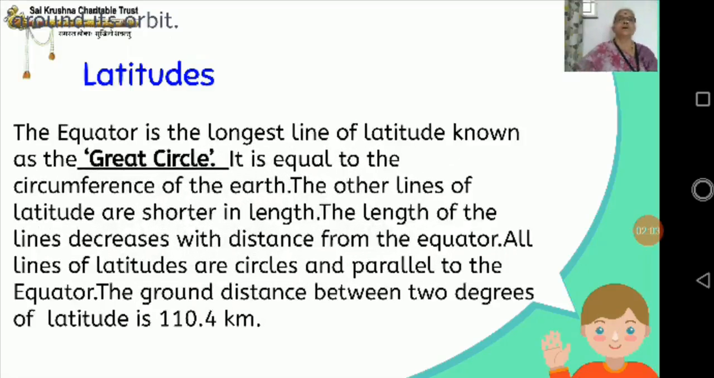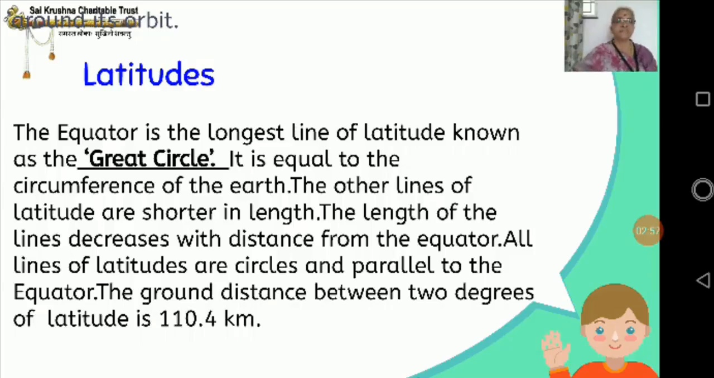Latitudes. Let's continue. The equator is the longest line of latitude, known as a great circle. You remember we spoke about the great circle in the previous video? Yes. It is equal to the circumference of the earth. Now, if you look at the globe, that is, if you see the equator and you draw it, I just now told you it's a parallel and it can be completed as a circle. As you go higher and higher, to 66.5 degrees north, you see, the circle size will change. It will become shorter in length. The other lines of latitude are shorter in length. The length of the lines decreases with distance from the equator, till it becomes almost a point at the poles. All lines of latitude are circles and parallel to the equator.